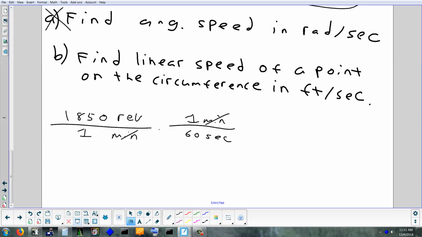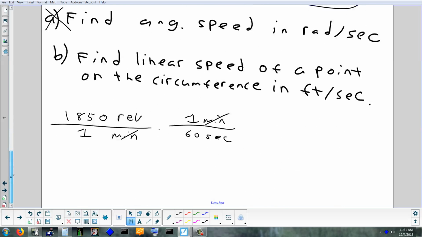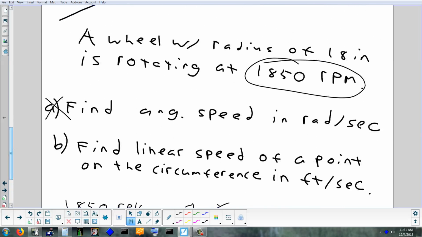Now I want to get revolutions to feet. What haven't I used in this problem yet that they gave me? I haven't used the size of the wheel. That's important. Now, they want feet. They gave me 18 inches. Can anyone tell me what 18 inches is in feet? 1.5. It's 1.5 feet. So 18 inches is 1.5 feet.